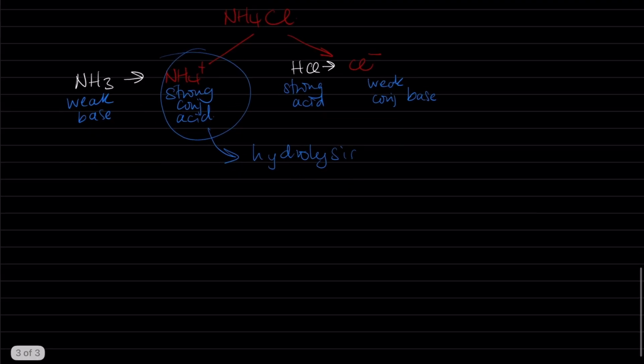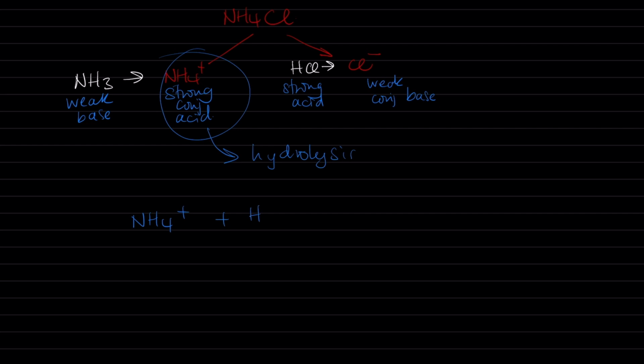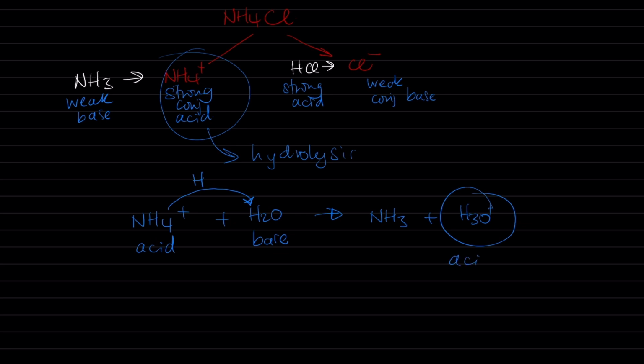So you're going to have the NH4 plus the water, and that's going to give us, now let's look at it. If this is the acid and that's the base, then remember acids are proton donors. So an H is going to be donated here. So we're going to be left with NH3 and then plus H3O plus. The formation of H3O plus tells us that this solution is going to be acidic.